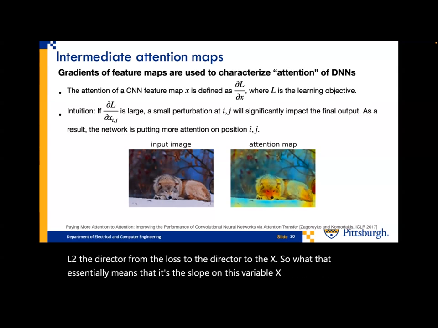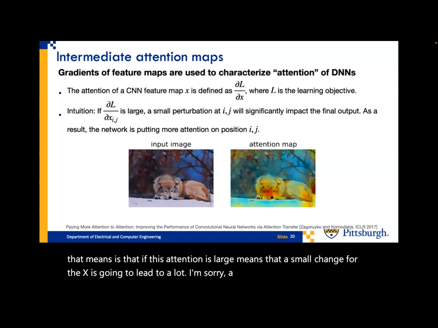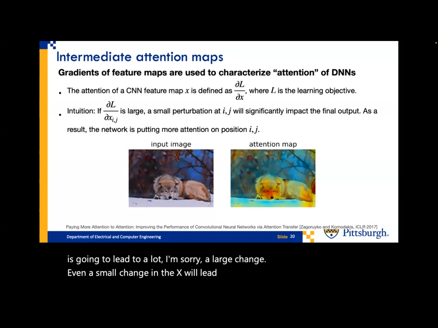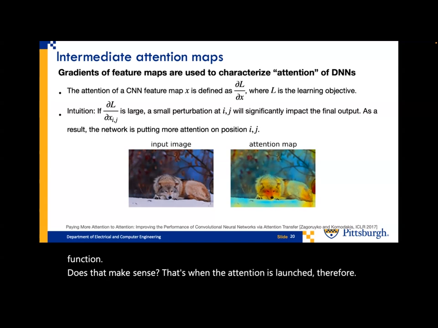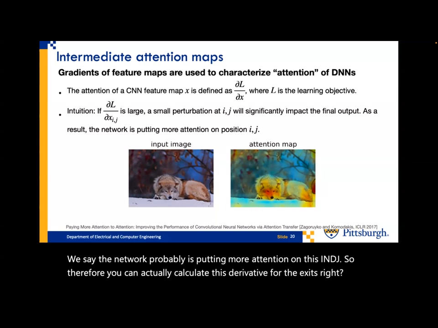What that means is that if this attention is large, a small change in X is going to lead to a large change. Even a small change in X will lead to a large change in the loss function. Does that make sense? That's when the attention is large. Therefore, we say the network is probably putting more attention on this i and j. So you can calculate this derivative for the X's, right? Then you are trying to match these two maps.